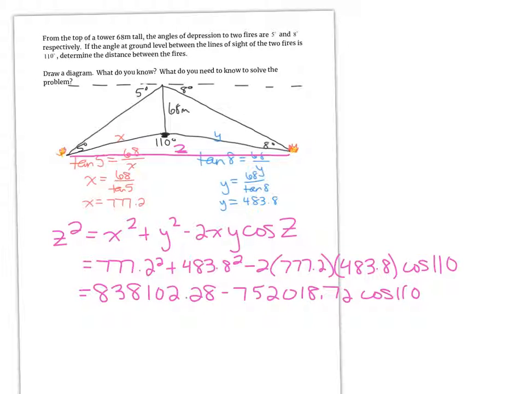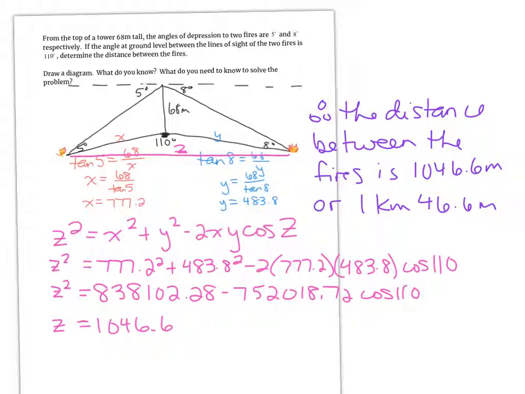Next step. So I took the 752,018.72, multiplied it by the cos of 110, added that because that's a negative, and so that becomes positive. So you add that to 838,102.28 without clearing the calculator, and then take the square root, and you get 1,046.6 meters. So therefore, the distance between the two fires is just over a kilometer, 1,046.6 meters, or 1 kilometer, 46.6 meters.